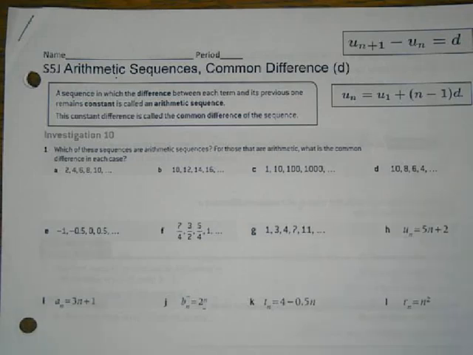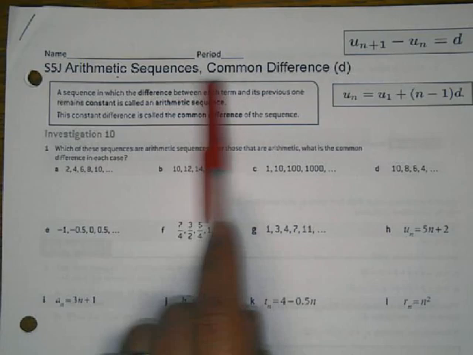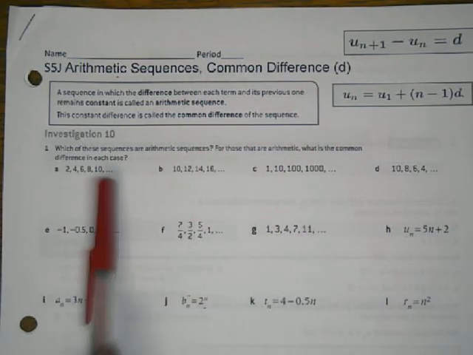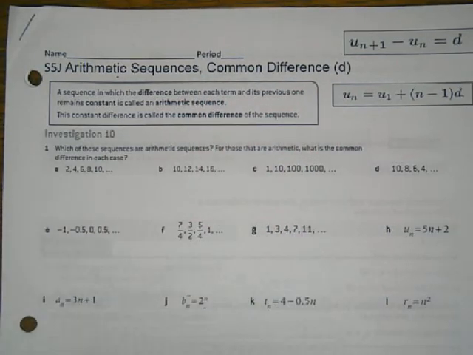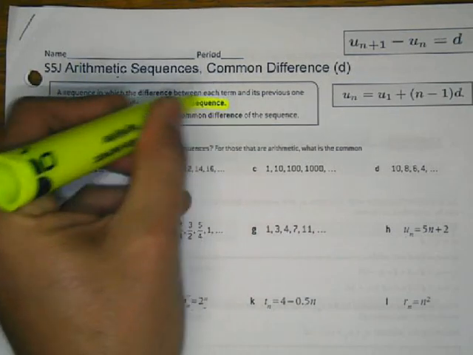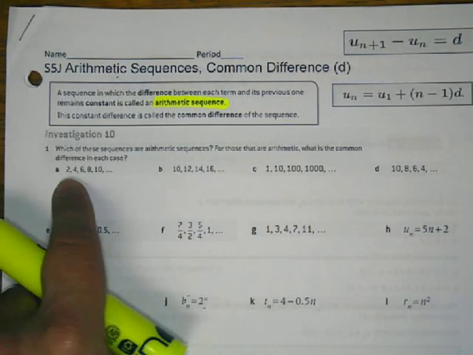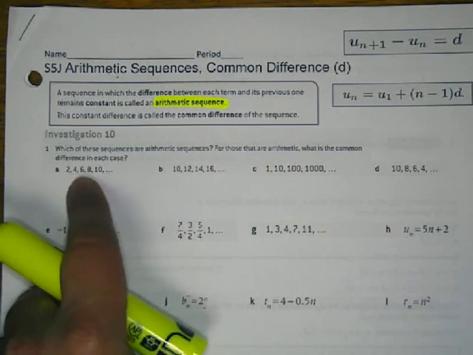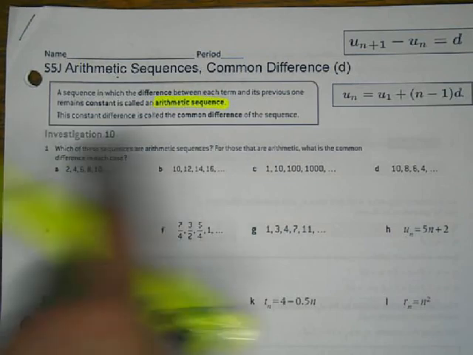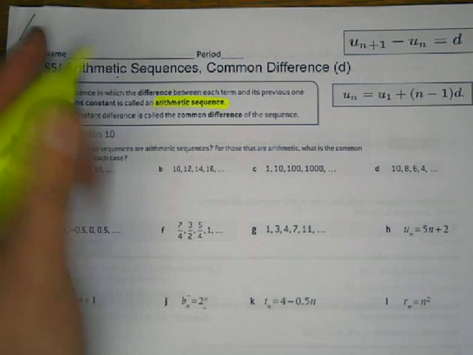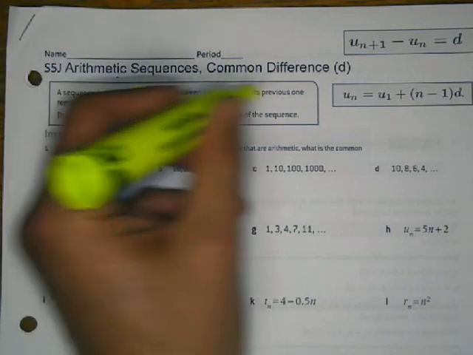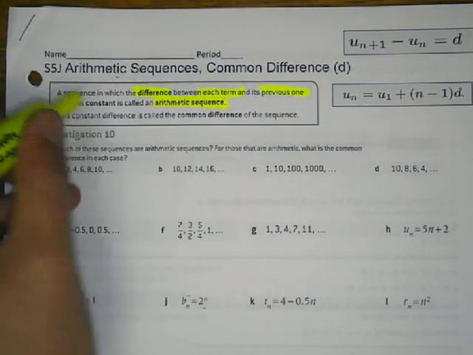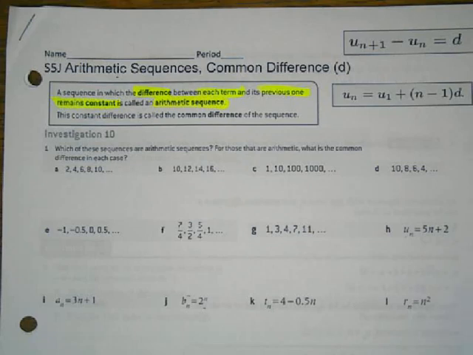Okay, today we're going to talk about arithmetic sequences and common differences. So first, an arithmetic sequence is a bunch of numbers that are separated by commas, but there's one special thing about them: the difference between each term and the previous one remains constant. So what does that mean?